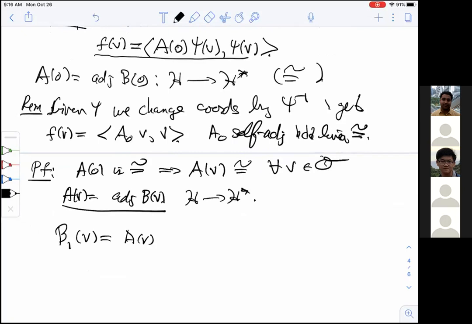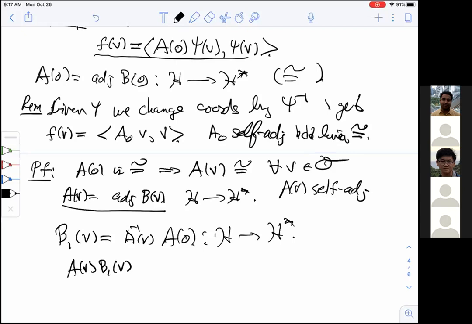So let's define a map B1 of V, which is B of V, A inverse of V, A naught. So that's a linear isomorphism from the Hilbert space to its dual. And because the A of V are self-adjoint, we see that A of V, B1 of V equals B1 of V, A of V star, and both of them equal A of zero.